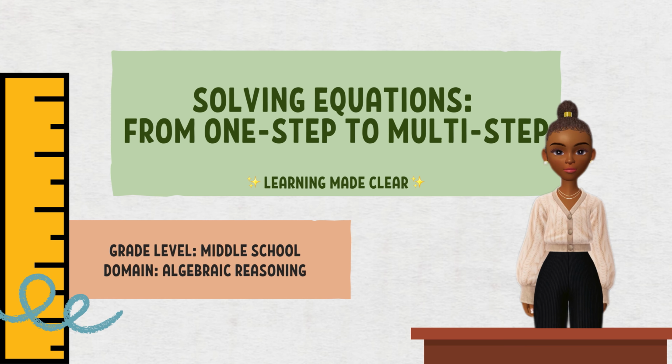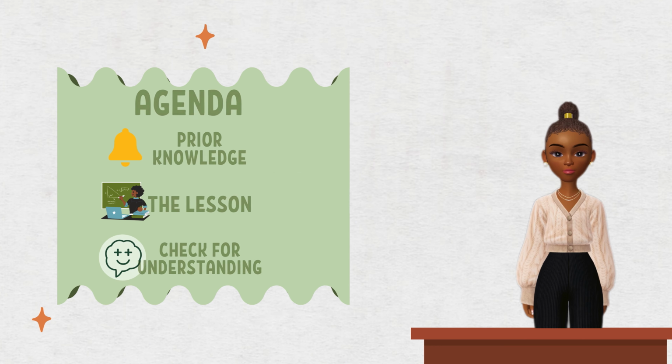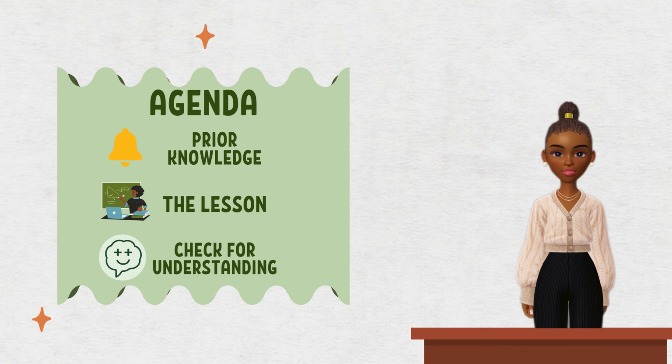Today, we're solving equations from one step to multi-step. By the end of this lesson, you'll be able to solve one-step equations, solve multi-step equations, explain why each step works, and check your solution for accuracy. First, we're going to tap into what we already know. This is called our prior knowledge. Then we'll get into the lesson. And throughout the lesson, I'll be checking for your understanding.